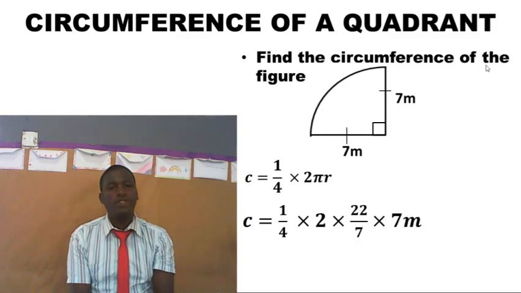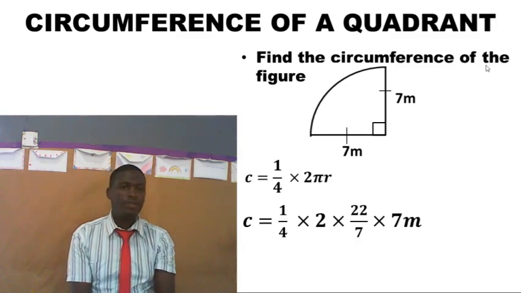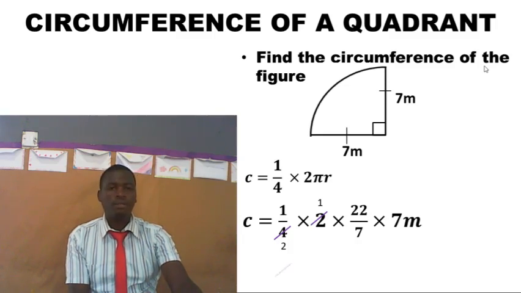So what are we going to do? There are common factors. Let us simplify and see how we are going to get our circumference. We shall say here, there is 2 and 4. So 4 divided by 2, we are going to get our 2. When we divide 2 by 2, we are going to get our 1. Let's look at the next one. 2 divided by 2, we shall get 1.